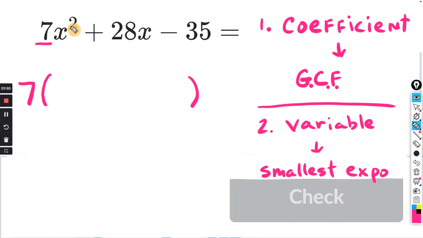All right, 7x squared divided by 7, that's just x squared. Positive 28x divided by 7, that's positive 4x. And negative 35 divided by 7 is negative 5. Okay, if you want to double check, just distribute. 7 times x squared is 7x squared. 7 times 4x is 28x. And 7 times negative 5 is negative 35.